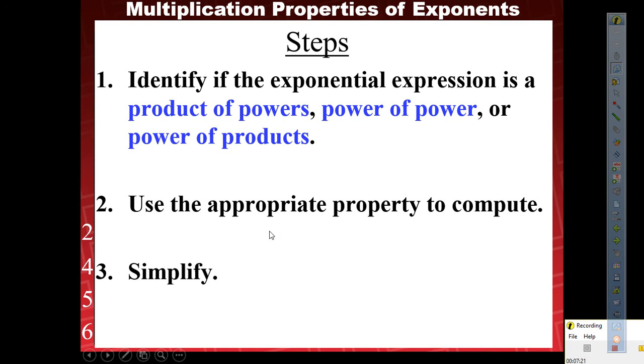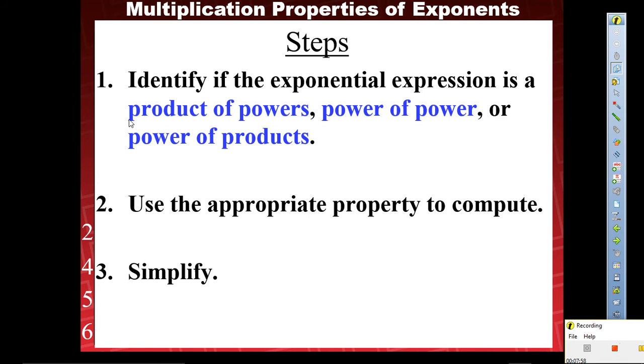Step 1, identify if the exponential expression is a product of powers, power of power, power of products. Step 2, use the appropriate property to compute. Step 3, simplify. Copy that, please.